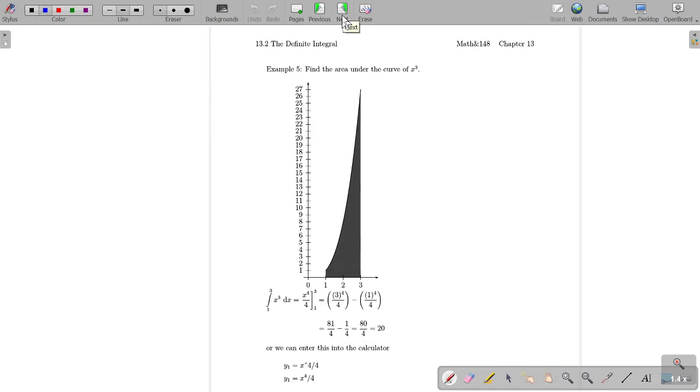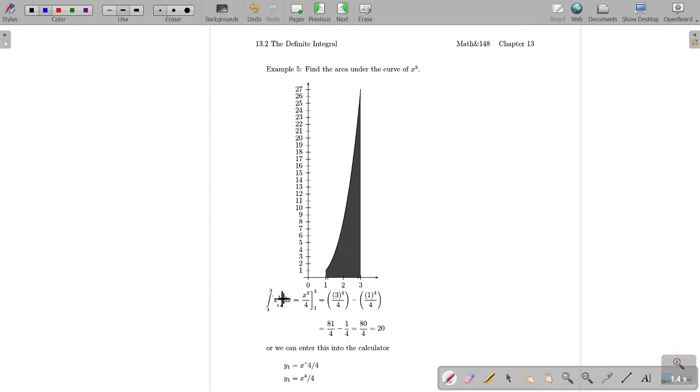So the definite integral. Let's take a look at this. Now, we've seen something like this before. Remember when we did the Simpson's rule? We had x cubed, but we did it from 0 to 1. So let's take this same function and ask, what would this be from 1 to 3? So now we have the integral from 1 to 3 of x cubed.